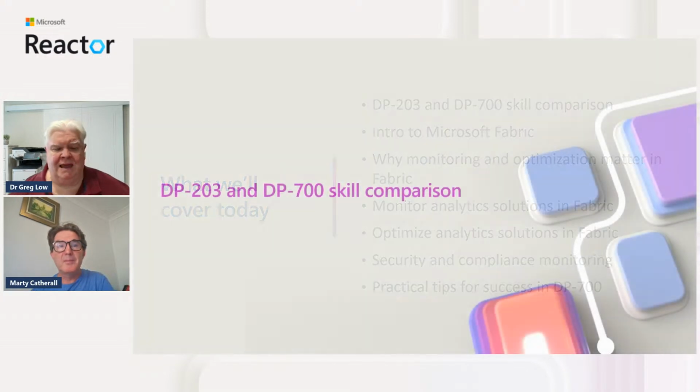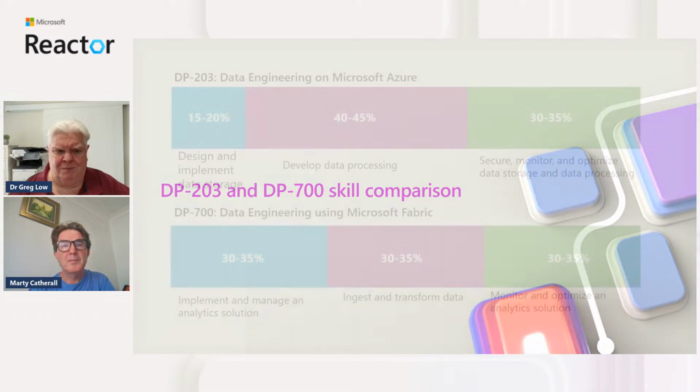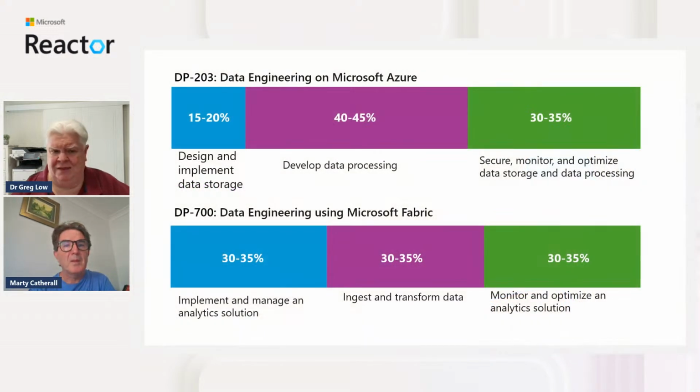Great, thanks, Marty. So listen, what we're looking at here are really the fundamental skills that data engineers need to know, and how that's different between what was in DP-203 and what's in DP-700. If you look at the comparison of the skills, the balance of this is quite different.